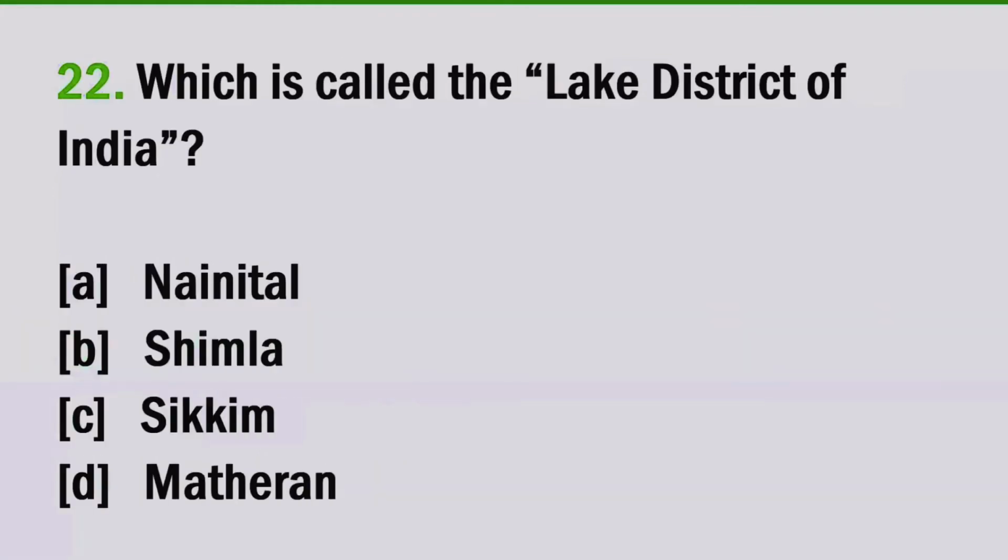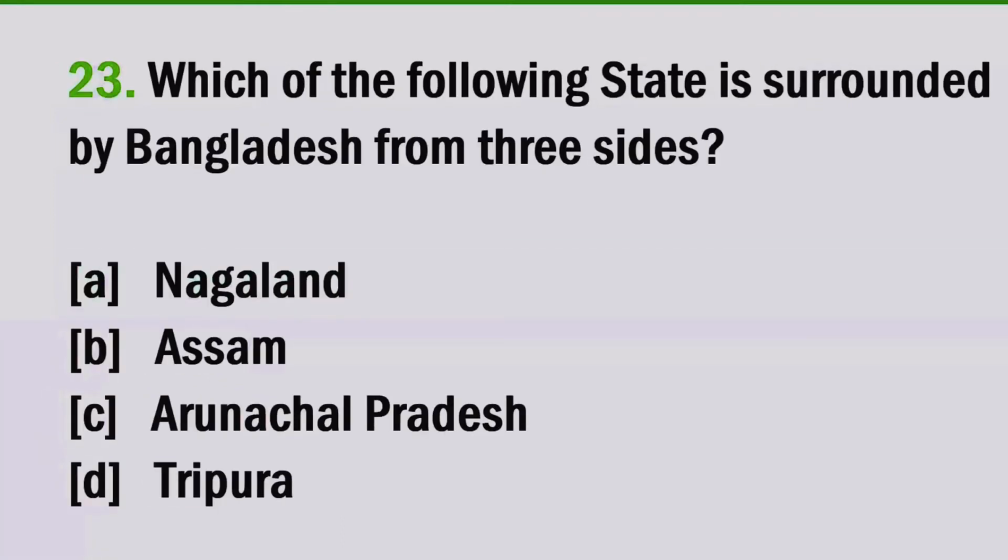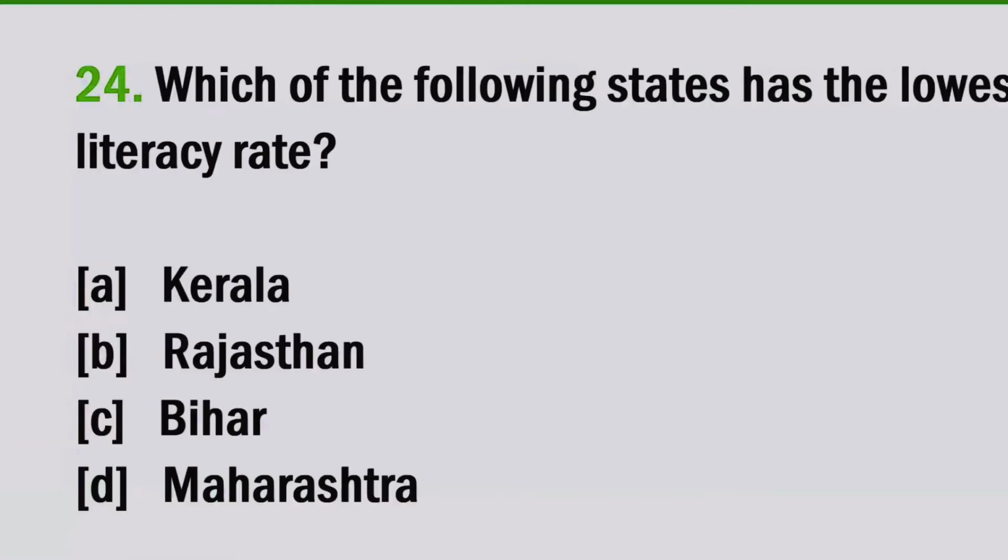Which is called the Lake District of India? Answer A. Nainital. Which of the following state is surrounded by Bangladesh from 3 sides? Answer D. Tripura. Which of the following states has the lowest literacy rate? Answer C. Bihar.